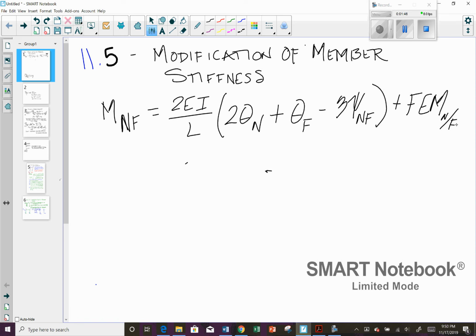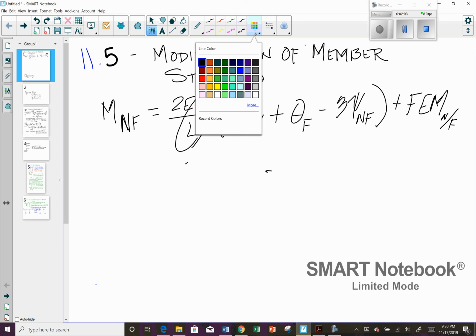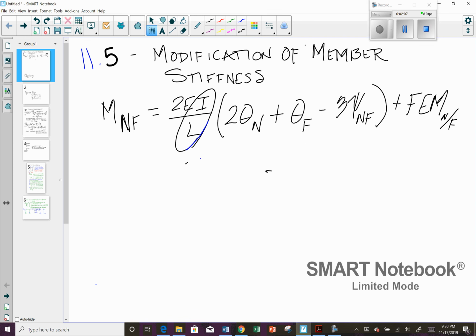Okay, so what we want to do is look at, I said last week that our fixed end moments were going to be distributed based on the member stiffness, and the member stiffness is represented by this guy, our relative flexural stiffness. So the key term here is the relative flexural stiffness.